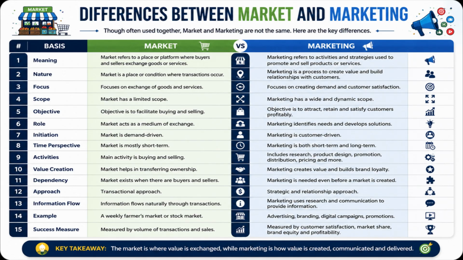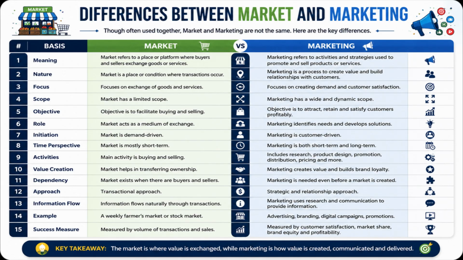growth. Number 9. The main activity in a market is buying and selling, whereas marketing includes research, product development, pricing, promotion, and distribution. Number 10. Market mainly helps in transferring ownership of products, whereas marketing creates value and builds brand loyalty. Number 11. A market exists when buyers and sellers are present, whereas marketing activities can begin even before a market is fully developed.